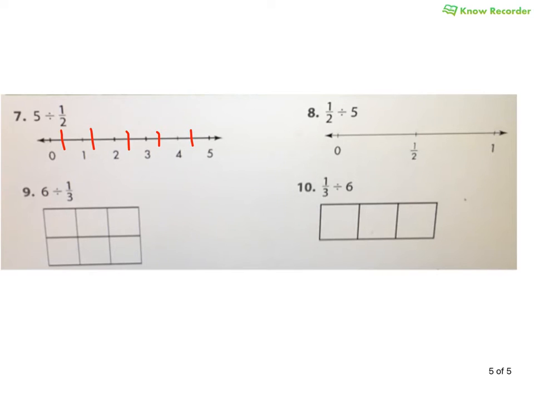If you did the algorithm, you're going to get 5 times the reciprocal. Boom. So what they're saying is you have 5 pizzas. You're cutting each in half. How many pieces does that make? It makes 10 pieces. Over here, I have half. I don't even have 1. And I want to divide that into fifths.